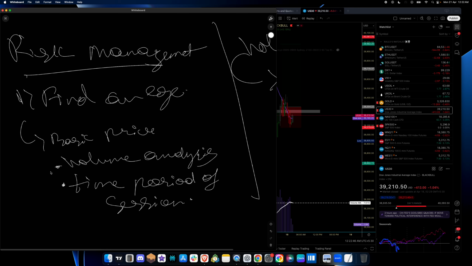Let me tell you, if you are trading under Indian Standard Time, at 6:30 p.m. the New York session starts, and at 7 p.m. the American stock markets open, which is the New York Stock Exchange. Wall Street opens basically at 7 p.m. IST.